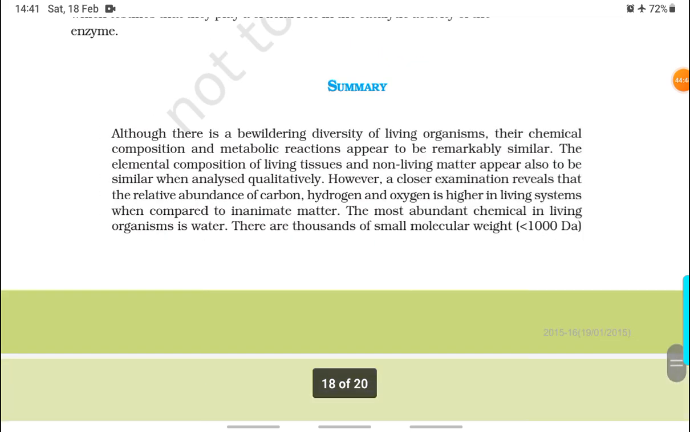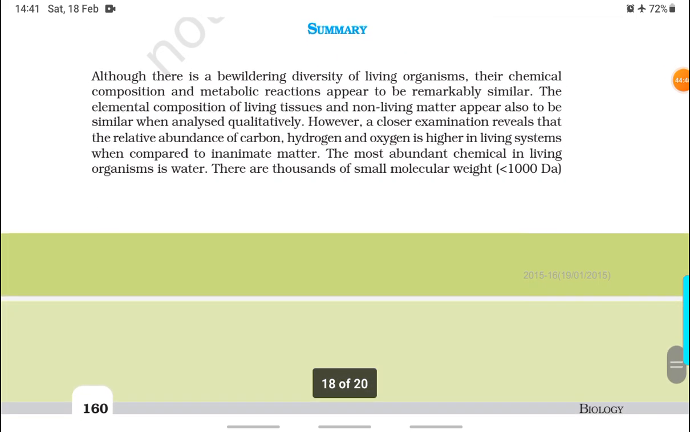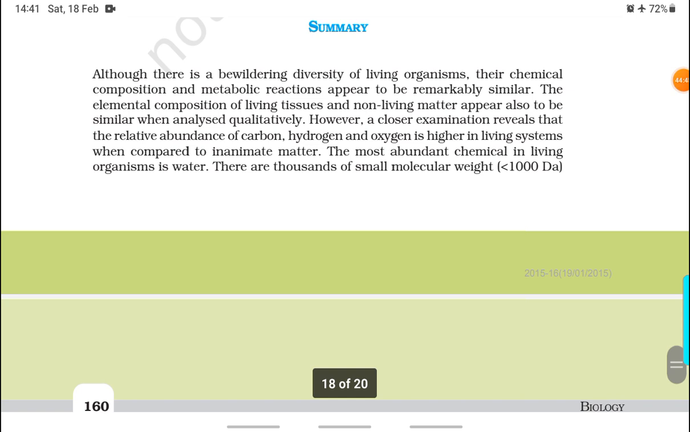Summary. Although there is a bewildering diversity of living organisms, their chemical composition and metabolic reactions appear to be remarkably similar. The elemental composition of living tissues and non-living matter appears also to be similar when analyzed qualitatively. However, a closer examination reveals that the relative abundance of carbon, hydrogen and oxygen is higher in living systems when compared to inanimate matter. The most abundant chemical in living organisms is water.